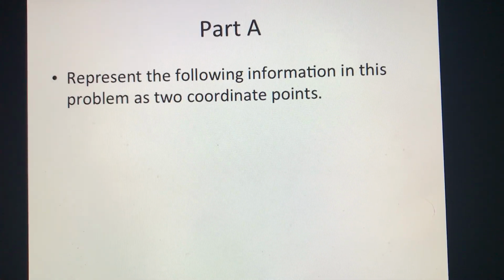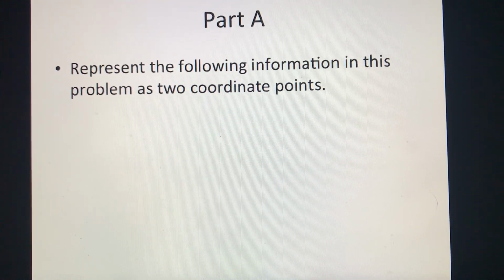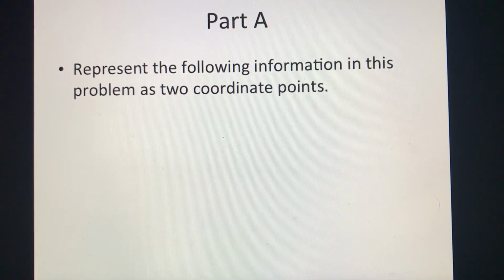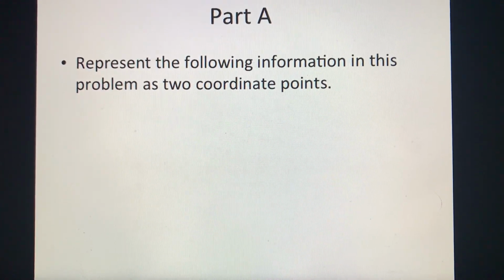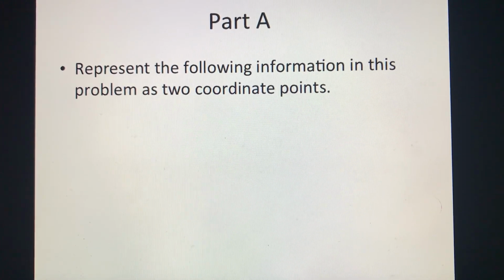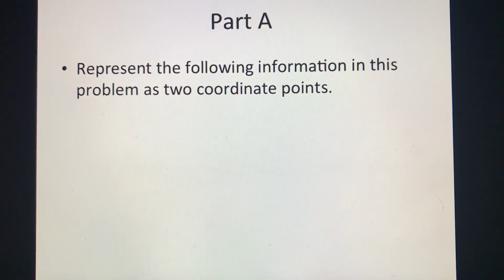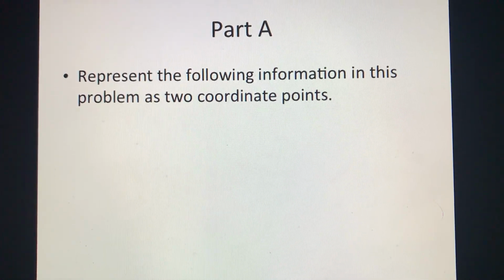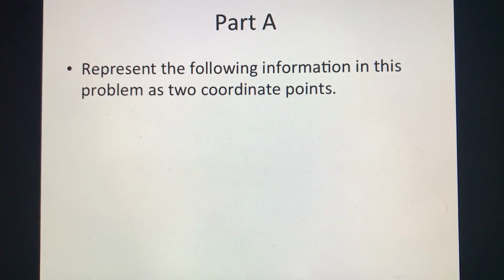A. You are going to represent the following information in this problem as 2 coordinate points. You can choose to pause the video now if you wish to do this by yourself. If you haven't paused the video, I'm going to explain it to you right now. We know that x is the number of years since 2000, and the values we've been given are the year 2002, where the fish population was recorded as 380, and year 2006, where it was recorded as 517.